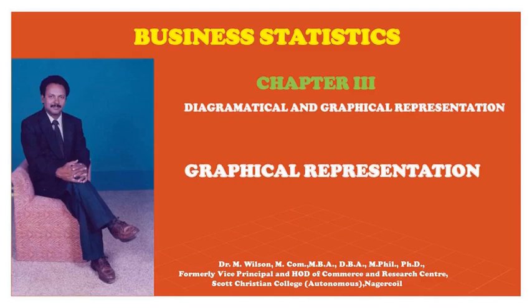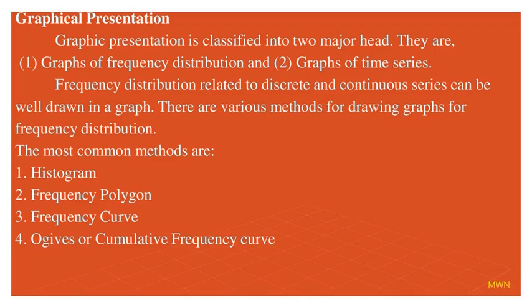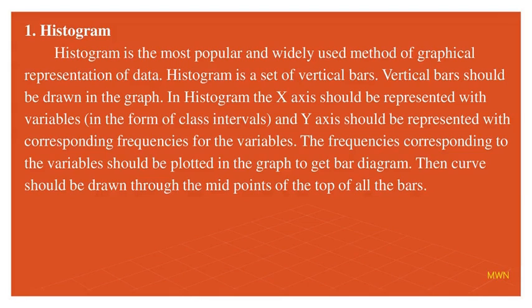Today's topic is graphical representation of the collected data. It is drawn out from the table. Then this graphical representation can be classified into two categories. One is the graph for frequency distribution, the second is the graph for time series. In the frequency distribution, the most common types are histogram, frequency polygon, frequency curve, and ogives or cumulative frequency curve.